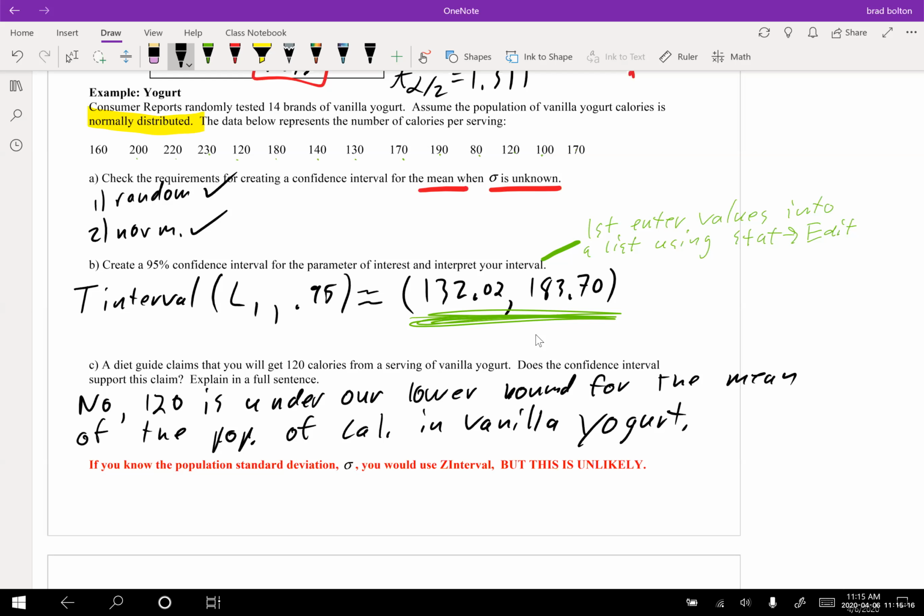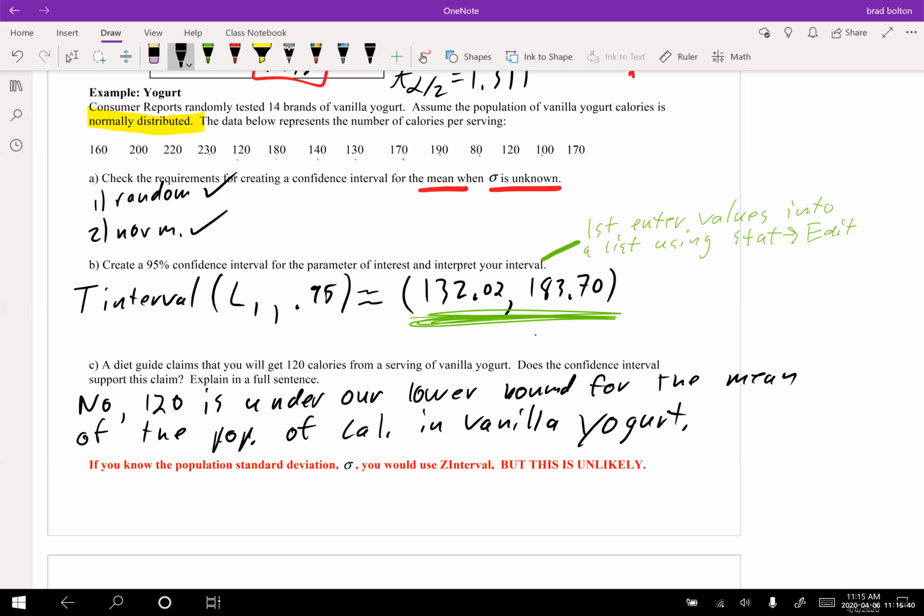in it. Now, what if the diet had said, instead of 120, it had said 140? Would that make sense? Would that be reasonable? The answer is yes, because is 140 in our window that we're allowing the calories to be? Yeah, 140 is in that window. So we would say, yeah, that makes sense. We're not for sure, but that's a reasonable assumption that 140 calories from a serving of vanilla yogurt.